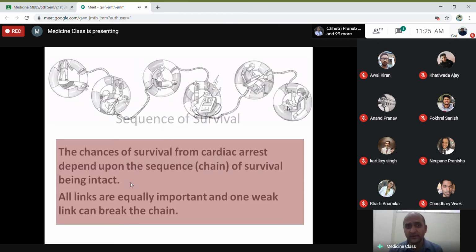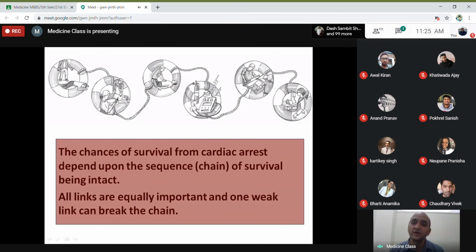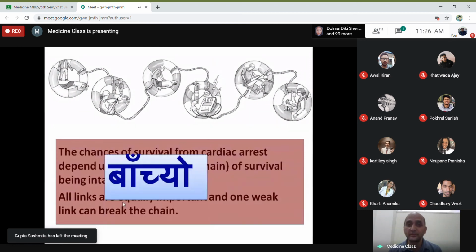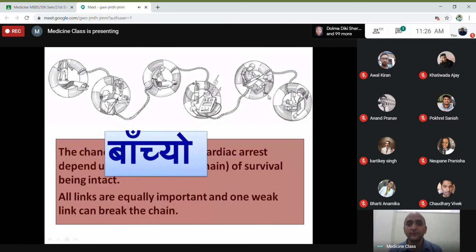What is the sequence of survival? As I told you, first recognize the patient, take the patient to the proper position, start the CPR immediately, go for defibrillation immediately, keep the patient safe for the ambulance and other things, and shift the patient to the hospital in an ICU setup. This is the chain of survival. If there is a break in one place, then you may lose the patient, and the effectiveness of the CPR may be lost. The chain of survival from cardiac arrest depends on the links beginning intact. All links are equally important, and one weak link can break the chain. If you maintain this chain of survival, you may save the patient.